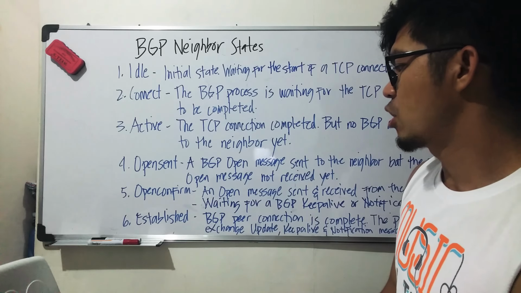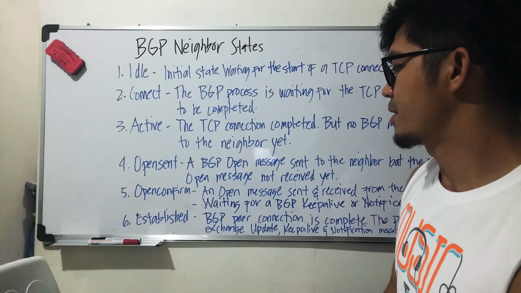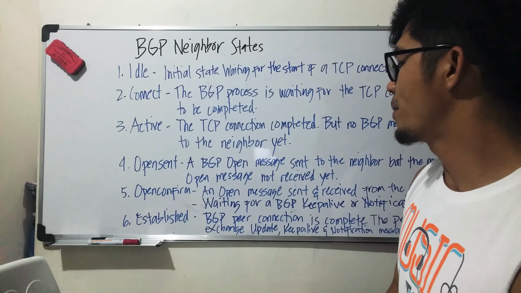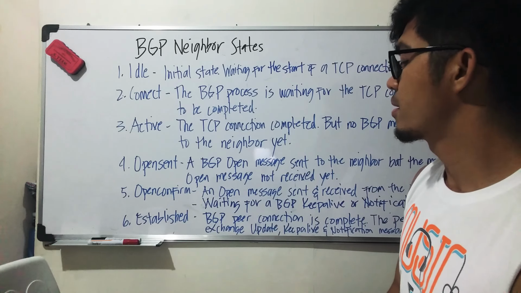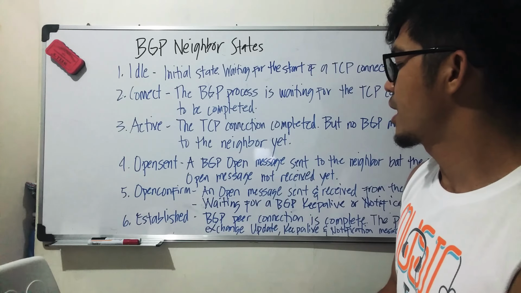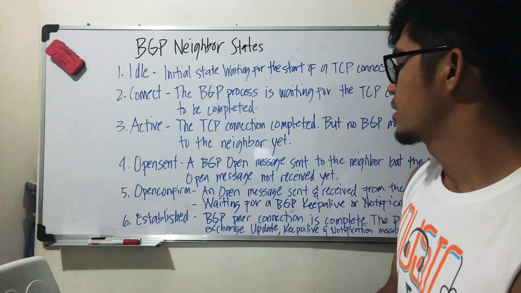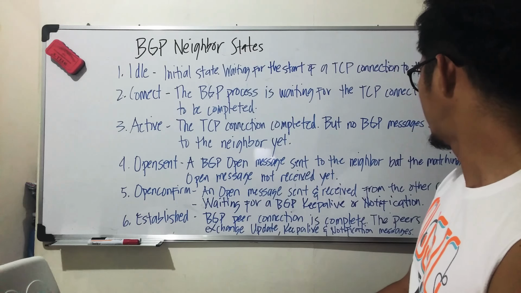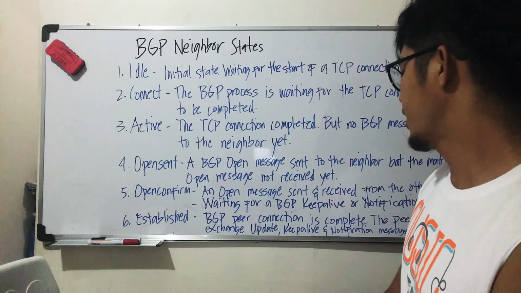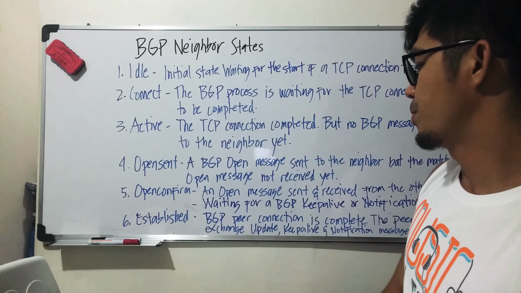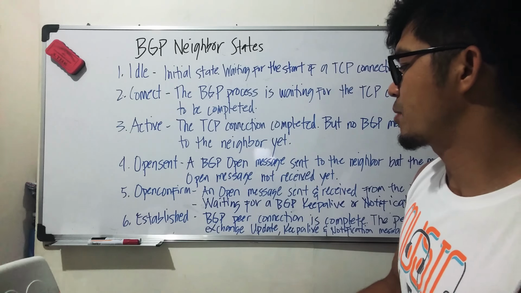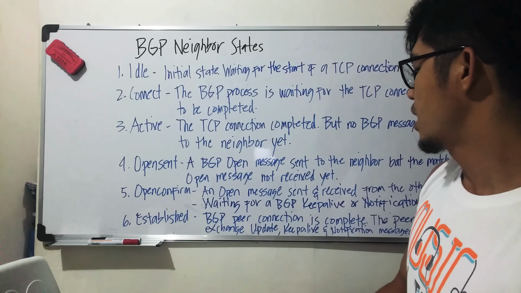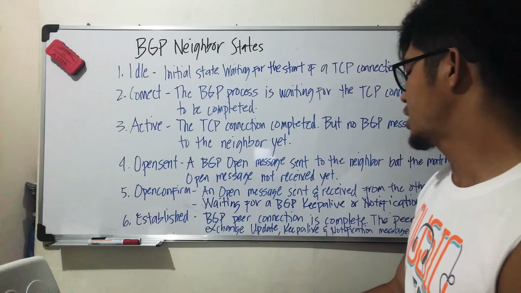Number 5 is Openconfirm. In this state, an Open message has been both sent and received from the other neighbor or from the other router, and the BGP process is just waiting for a BGP Keepalive or notification.